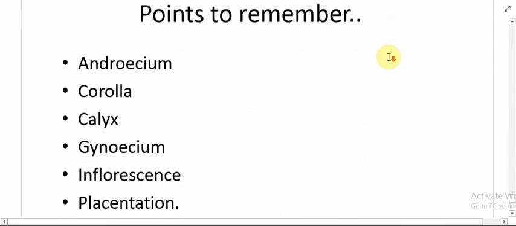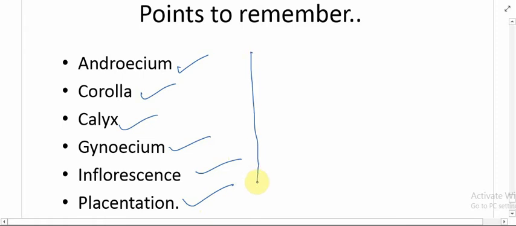Some points to remember. You need to learn them, very necessary for you. Androecium, corolla, calyx, gynoecium, inflorescence and placentation. Androecium, the male part of the flower, corolla, calyx, gynoecium, inflorescence, placentation. You need to know the definition of all of these and keep revising them.